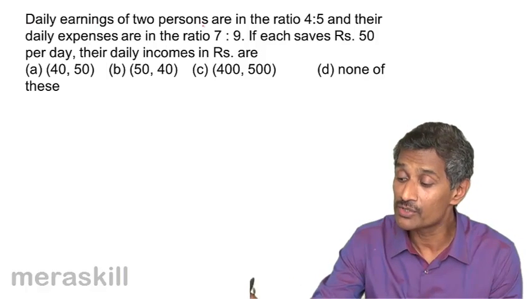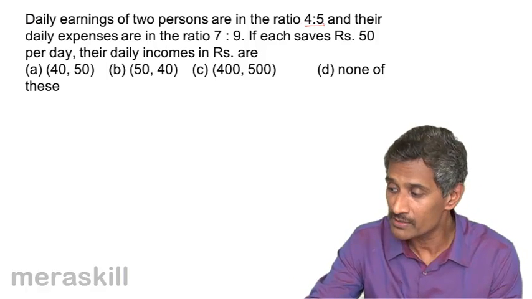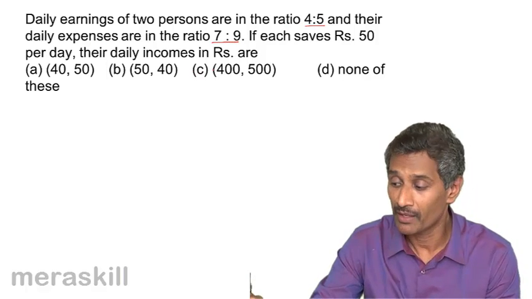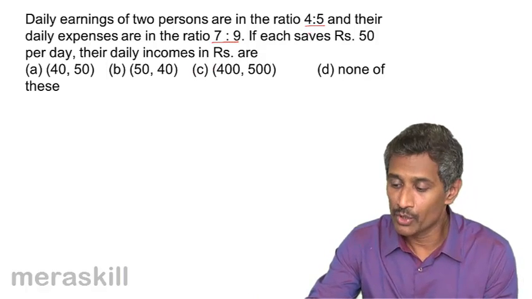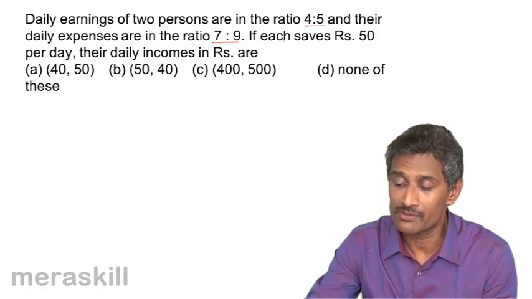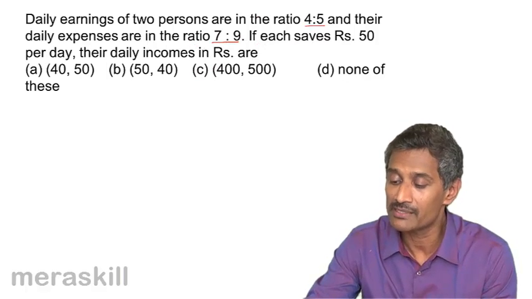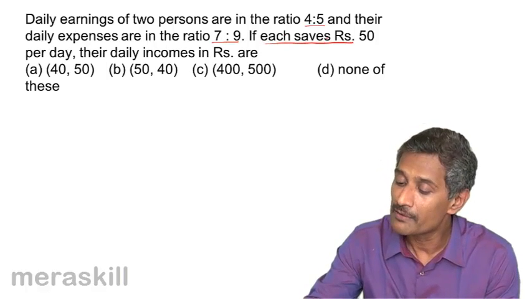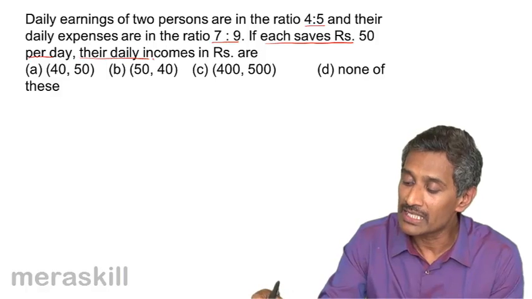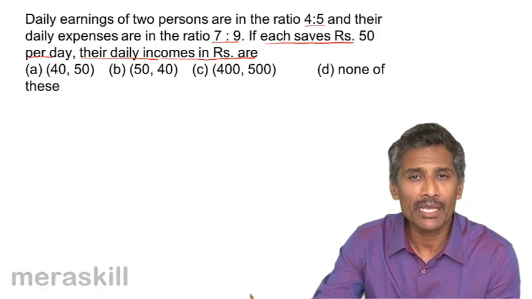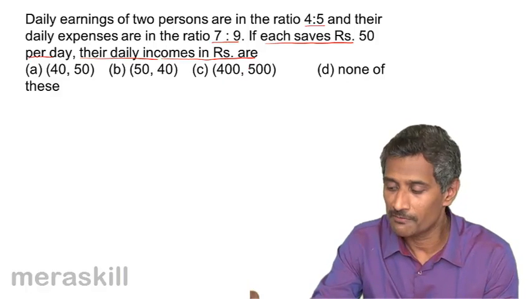Daily earnings of the two persons are in the ratio 4 is to 5 and the daily expenses are in the ratio 7 is to 9. And obviously we know that if you subtract expenses from the earnings, we get the savings, or vice versa, you subtract the savings from the earnings, you get the expenses. Each saves rupees 50 per day. Their daily income in rupees are so and so. Now these kind of questions, we can do it by the elimination process faster.